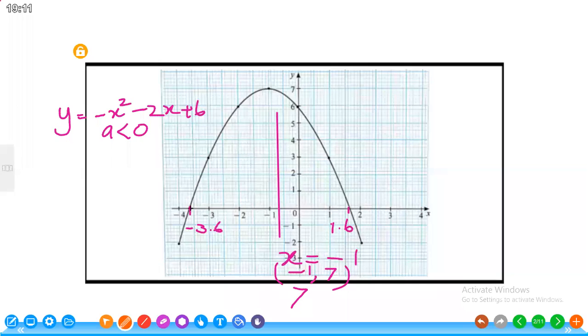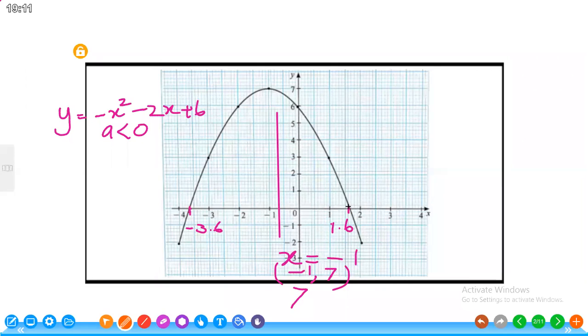As the values of x increase from negative 3.6 to negative 1, the function also increases from 0 to 7, right? Then as the values of x increase from negative 1 to positive 1.6, consider this part, the function decreases from positive 7 to 0. Here the function takes 0 when x is equal to 1.6. As the values of x increase from 2, the function also decreases negatively, right? These are the characteristics.